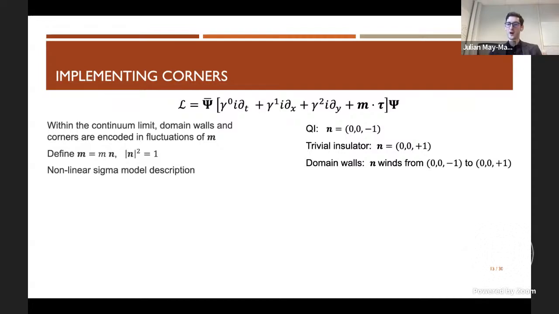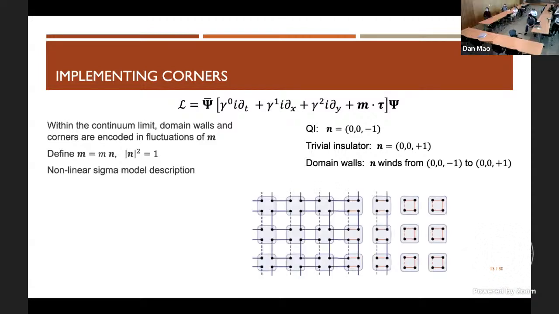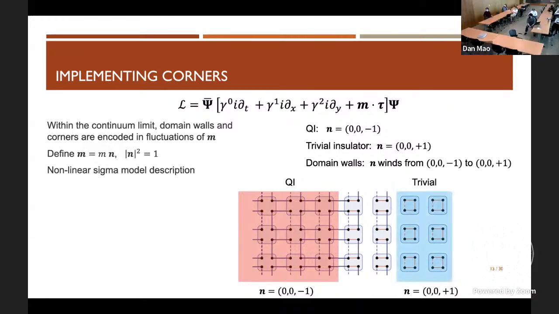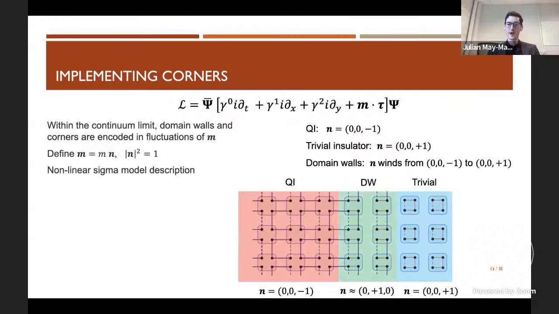So this n vector has to take on a non-vanishing value even at domain walls, not just in the bulk insulating phases. And we kind of understand this physics as follows. We can take a quadrupole insulator on the left, a trivial insulator on the right, and this domain wall in the center. And we actually see that the physics takes on this dimerized in the y direction pattern, which corresponds to n equal to (0, +1, 0).